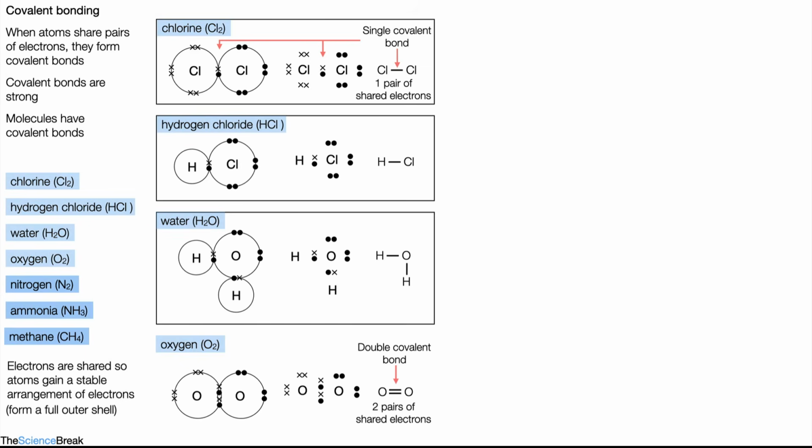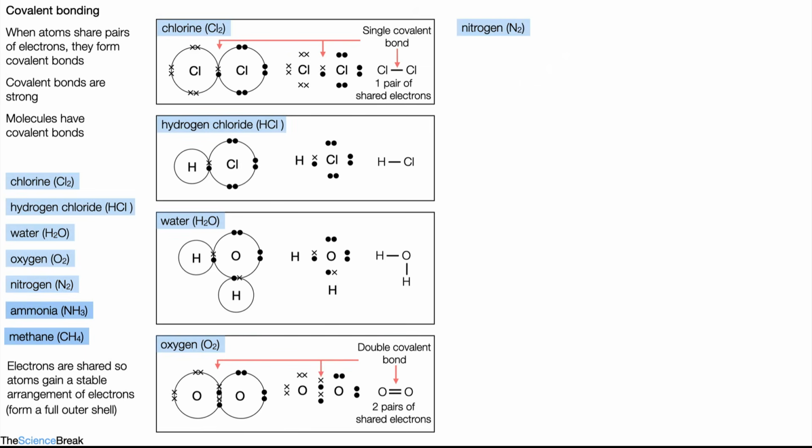It's 2 pairs of shared electrons. And again, you can see in our other diagrams, as shown by the arrows. So that's oxygen. Let's take a look at nitrogen, and again, slightly tricky.